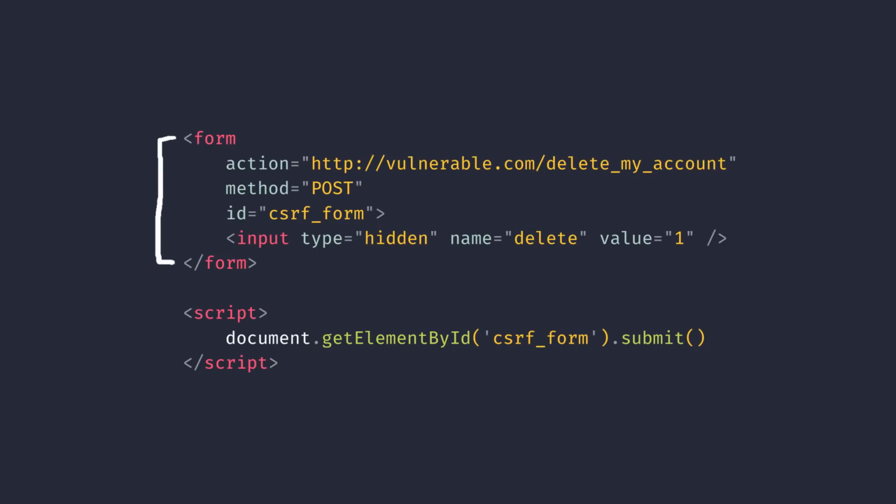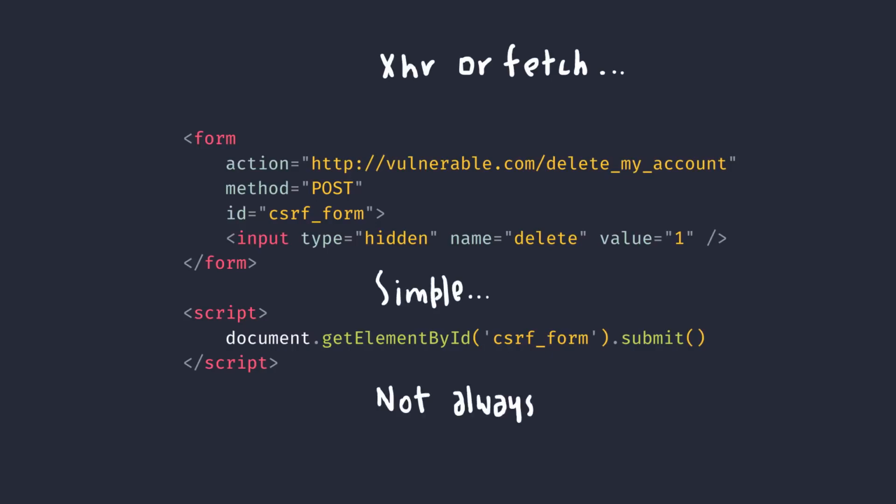As you can see, we have a form, and the action of this form is set to the delete endpoint of the vulnerable application, and the method is set to POST. One additional thing that you can see is that there's some JavaScript which submits the form automatically, so that there's no user interaction whatsoever. In addition, instead of form submissions, you can also use JavaScript to make AJAX requests in the background so everything happens asynchronously. Simple, but not always.